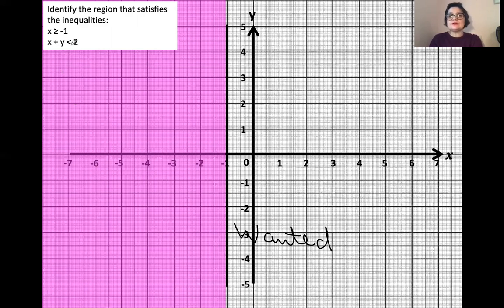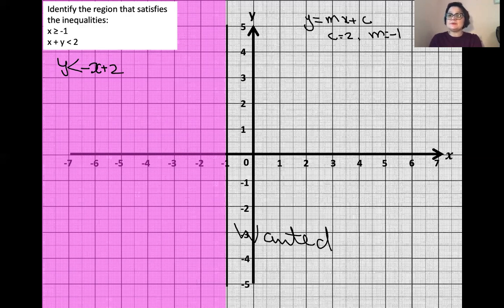We need to draw the graph of this inequality. Now remember, the standard formula of a straight line graph is y equals mx plus c. Here we have both x and y on the left-hand side, so we need only y on the left-hand side. This becomes y smaller than -x plus 2. In this case, c is 2 and m is -1, because m is right in front of the x.